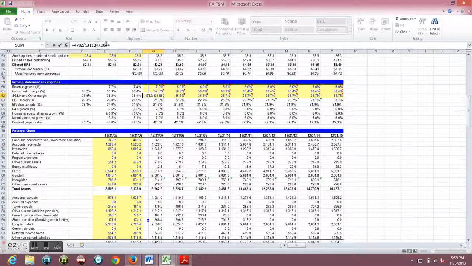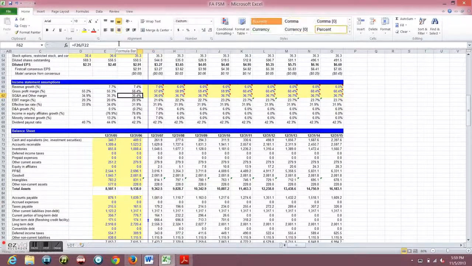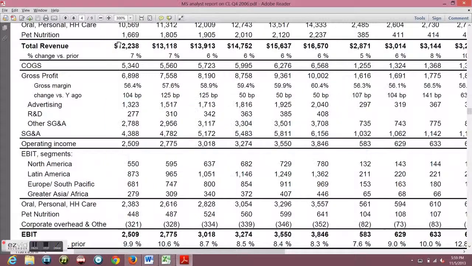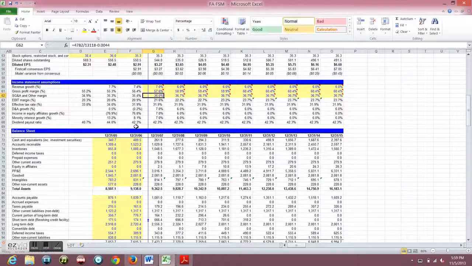Now, why are we subtracting it? The reason we're subtracting it is because it's already lumped in together. There are other things that are lumped in here. Let me see. There's other SG&A. Where did this come from? Okay, that was a straight line.